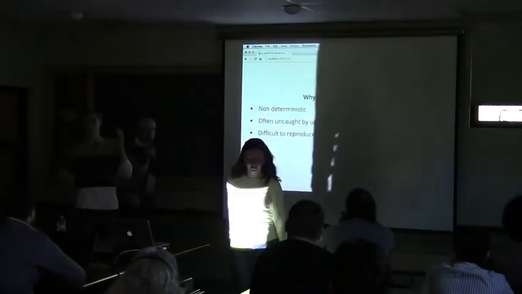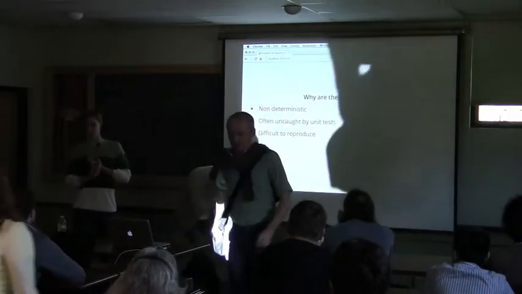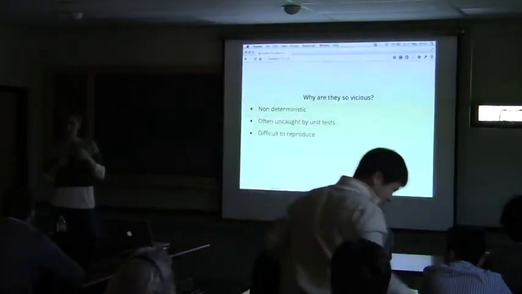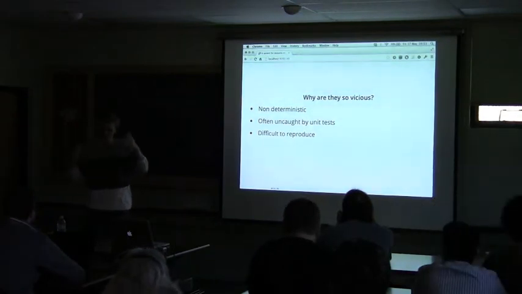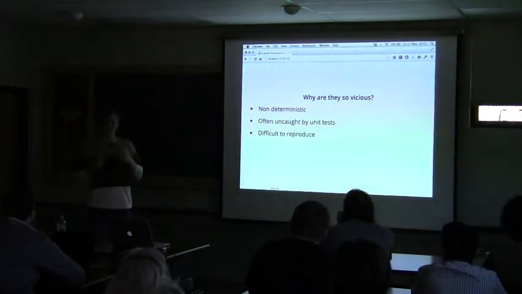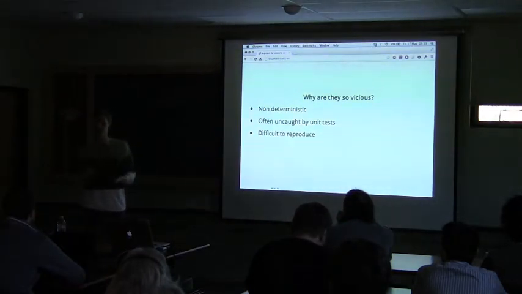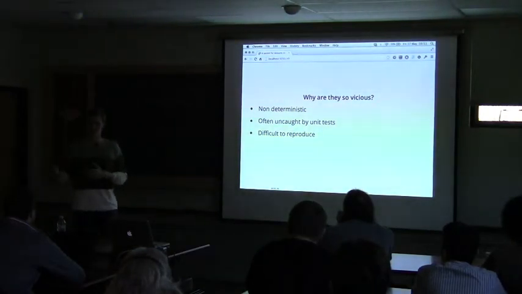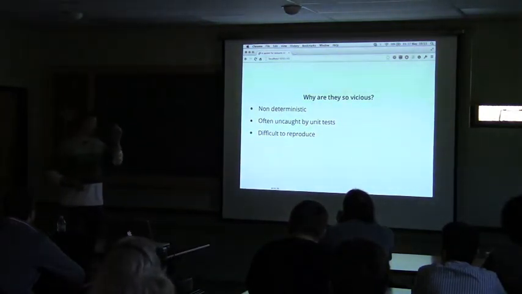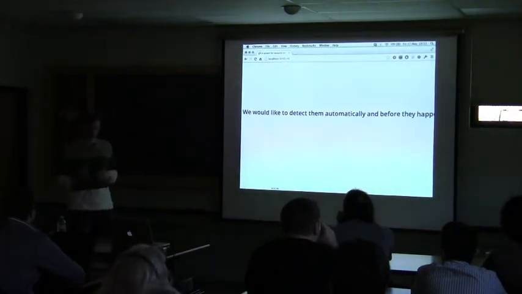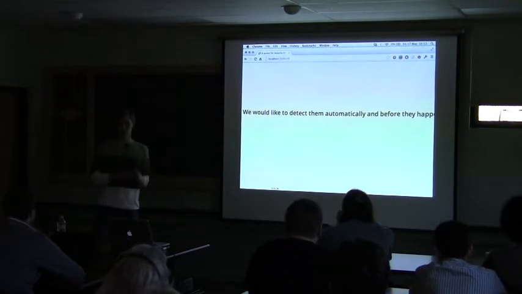Okay, why are they so vicious? Well, the basic problem is that they're non-deterministic. And the corollary is that unit tests won't really find them. Well, they might find the most basic deadlocks, but rare deadlocks won't happen because the thread scheduling conditions won't really change from one run of your unit test to another. So they won't be triggered. And well, they're difficult to reproduce and debug. So clearly, we would like to detect them automatically and before they happen.